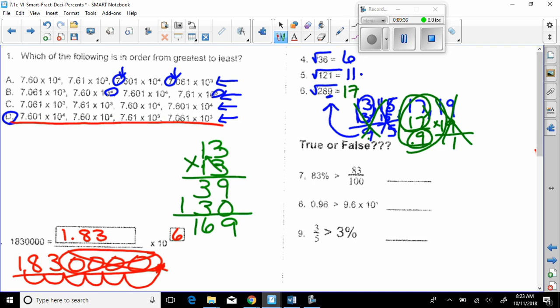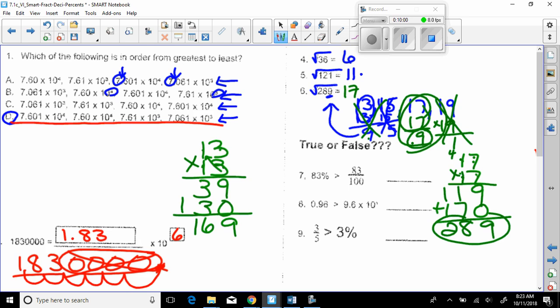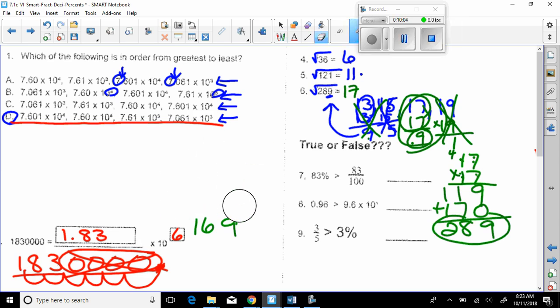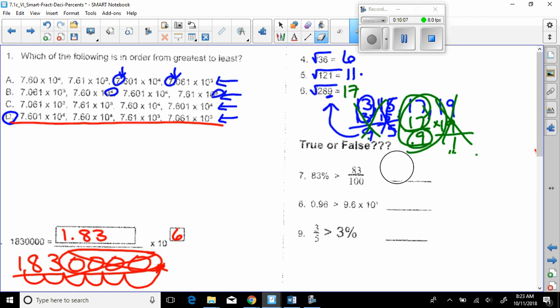But we can check it. 17 times 17. 7 times 7 is 49. 7 times 1 is 7, plus 4 is 11. Fill in our 0 in the 1's place. 1 times 7 is 7, and 1 times 1 is 1. And now when we add these, we get 9, 8, 2. There's our answer. But if you have it memorized, you don't need to do all this. All right, I'm going to erase all this. Room over here.